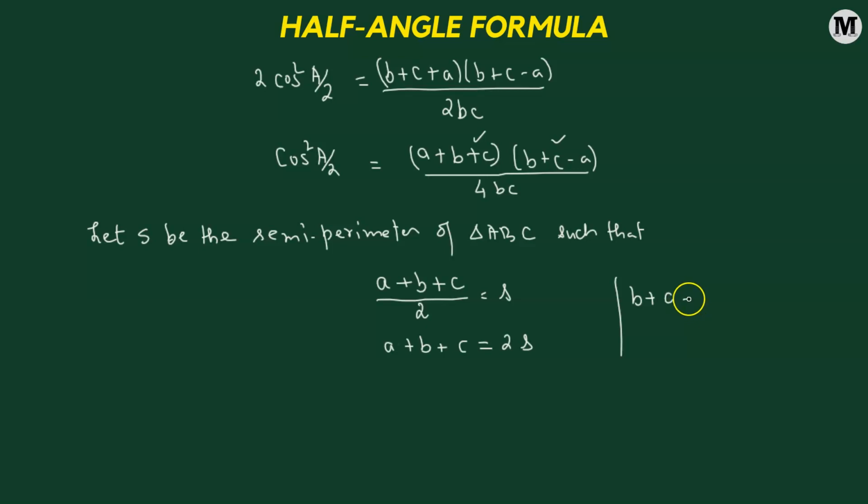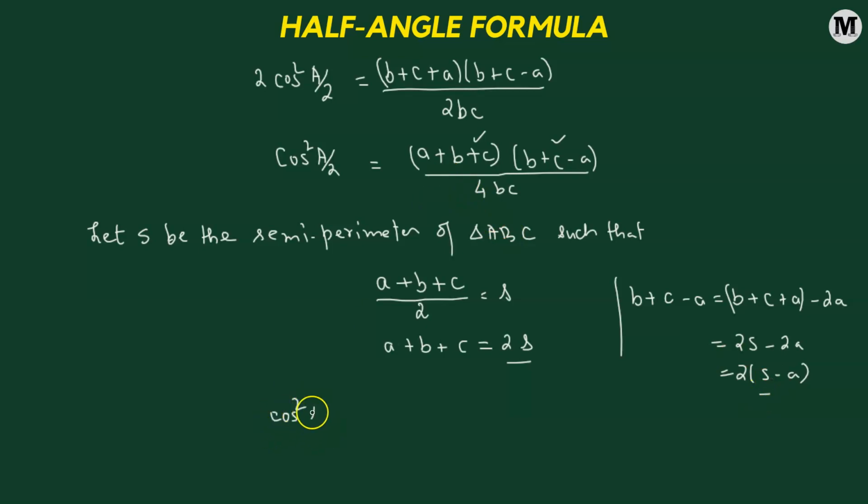Then we have B plus C minus A. This can also be written as B plus C plus A minus 2A, which means that we can replace B plus C plus A with 2 times S. We get 2 times S minus 2 times A, or we can say we factor out 2 to get 2 times S minus A. Now let's substitute these two values back into our expression in the numerator.